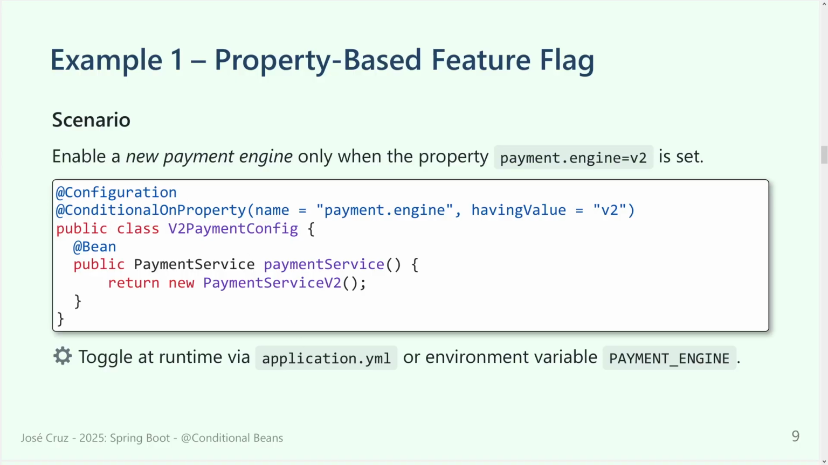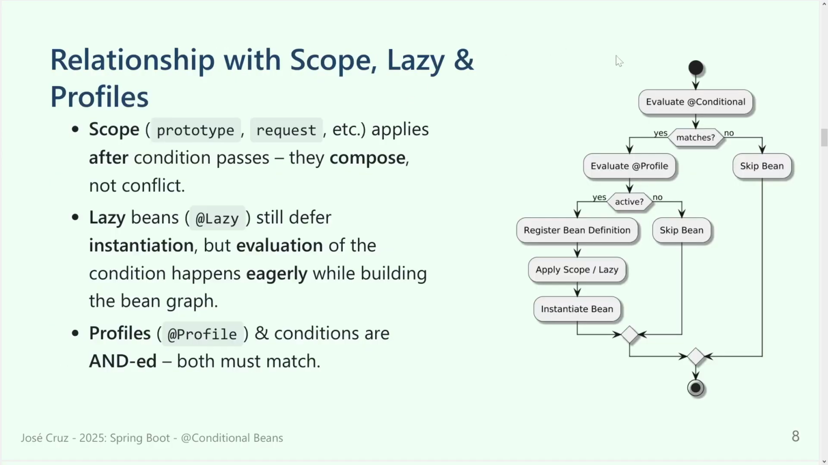But let's see, conditional on property: you will try to find the property like we did this time, for example, in the properties or in memory, and it should contain this value. And if this is true, the beans inside this class will be considered. Otherwise, they will be ignored, as I explained here. Okay.